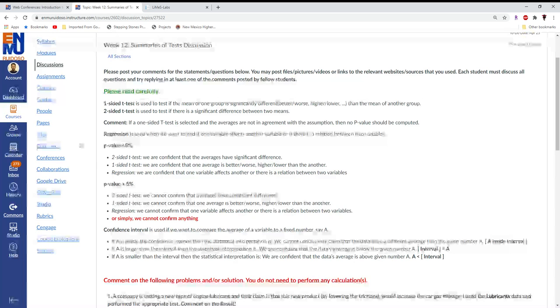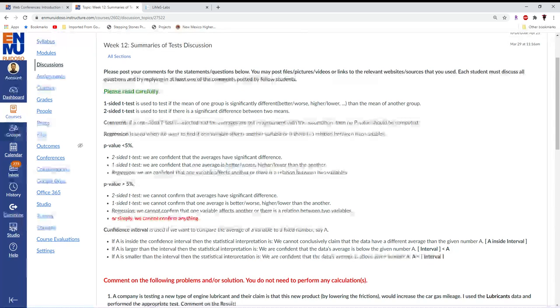If that doesn't hold, that means if the average IQ of engineers is less than the average IQ of English majors, then we do not compute the p-value. The operation should be aborted.